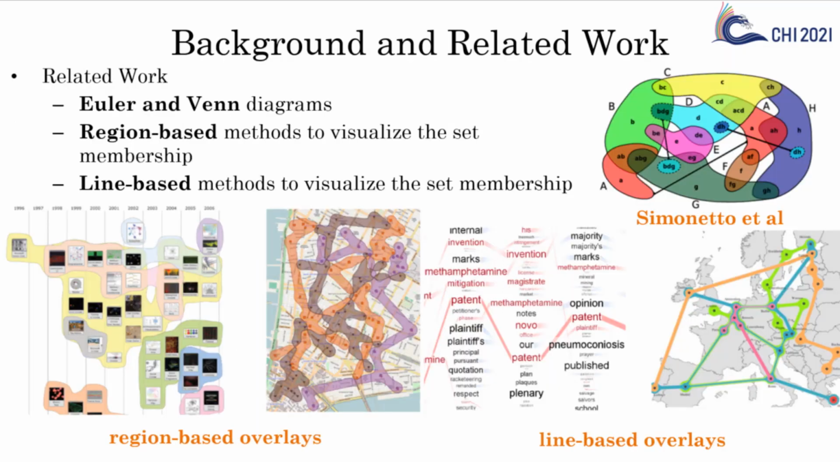The most related work includes three categories. Venn or Euler diagrams represent site memberships by closed curves. Region-based methods use a closed curve surrounding the site items to define a region. Land-based methods generate a line to represent each site.